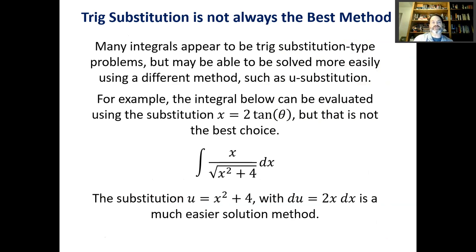So it turns out trig substitution is not always the best method. You can see that there's this integral down here, and you see that square root, and you think, oh, that's a tangent substitution. But it turns out for this particular problem, it's much easier as a u substitution. So u substitution is better. If you're not sure what to try, at least try a u substitution first.